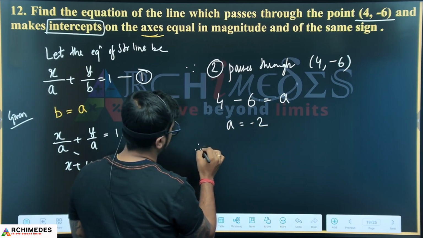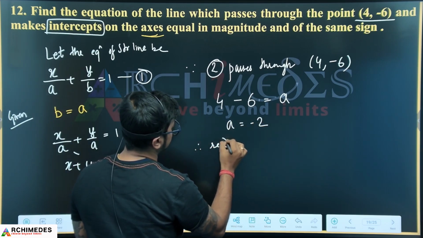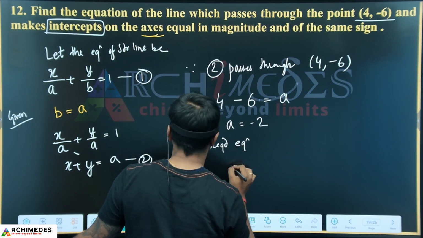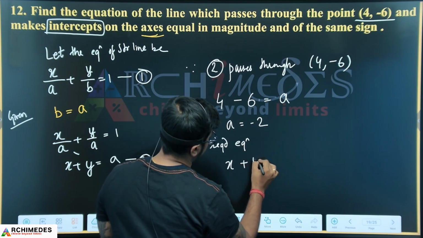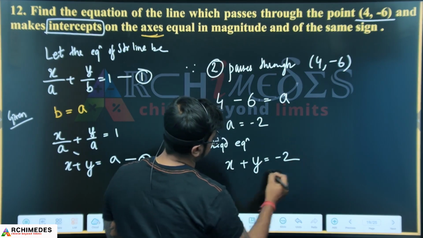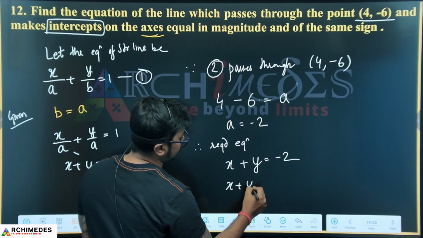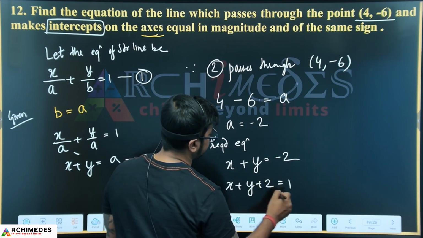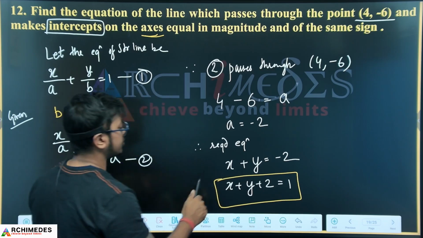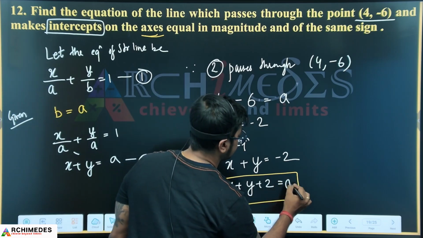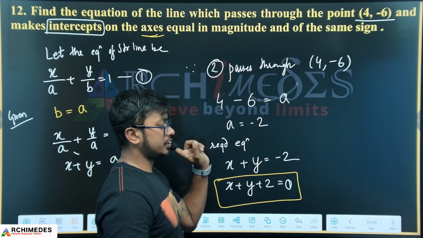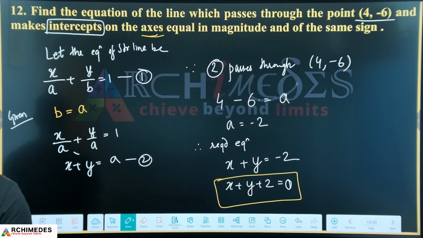So what is the required equation? The required equation is x plus y is equal to minus 2. Always remember that you have to write in general form. Okay, this is your equation of the straight line. Sorry, this is x plus y plus 2 equal to 0, because if I put minus 2 over there, it becomes plus 2, equal to 0. So this is the equation of the line. Clear?